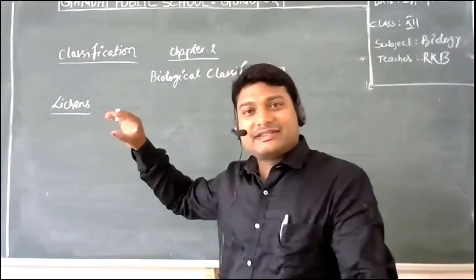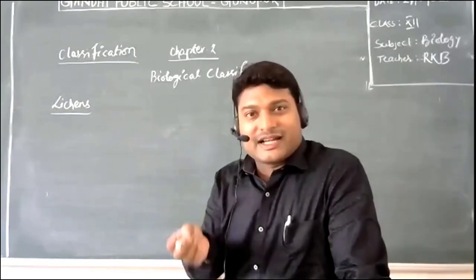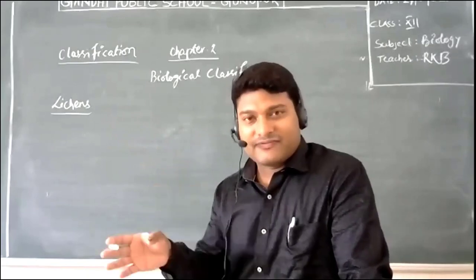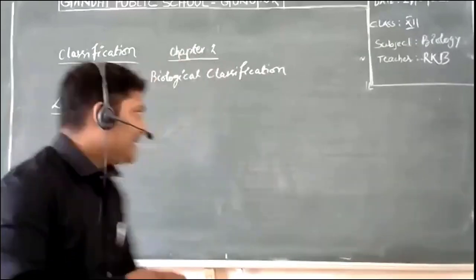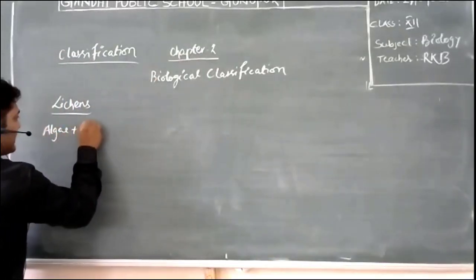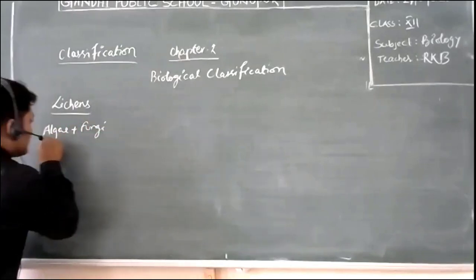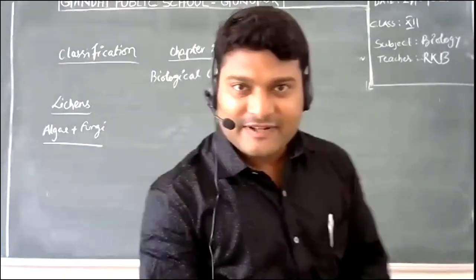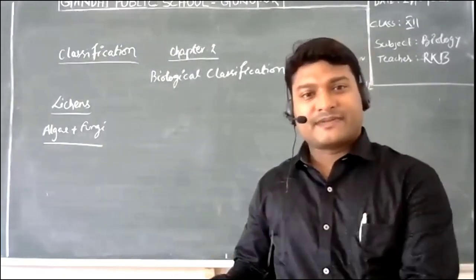So lichens are a combination, a mutualistic interaction of two organisms, right? One algae and one fungi. So when we have an algae associate with a fungi, and when the association benefits each of these organisms, the algae gets some benefits from the fungi, and the fungi receives some benefits from the algae.